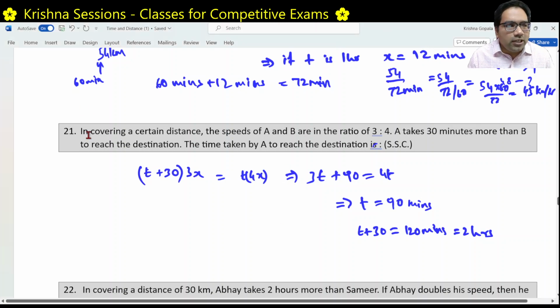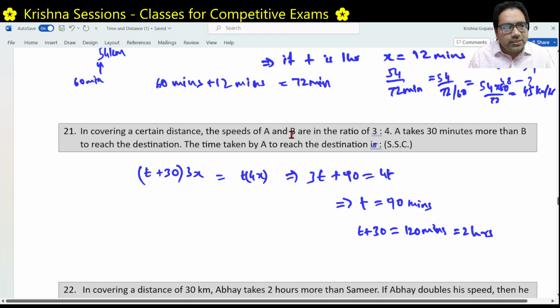Right. In covering a certain distance, the speeds of A and B are in the ratio of 3 is to 4. A takes 30 minutes more than B to reach the destination. The time taken by A to reach the destination is... Okay, this is a previous problem from SSC.